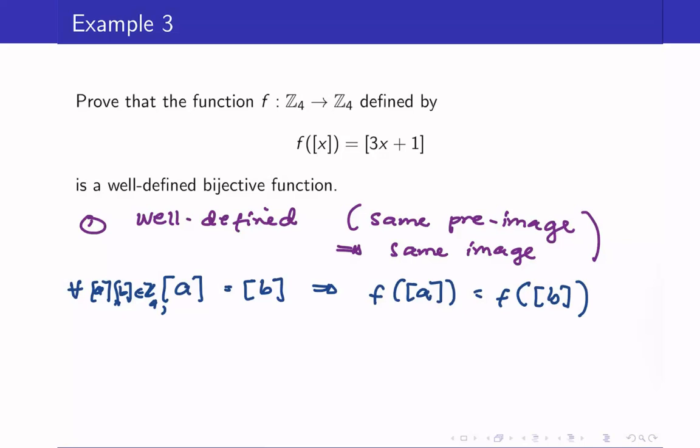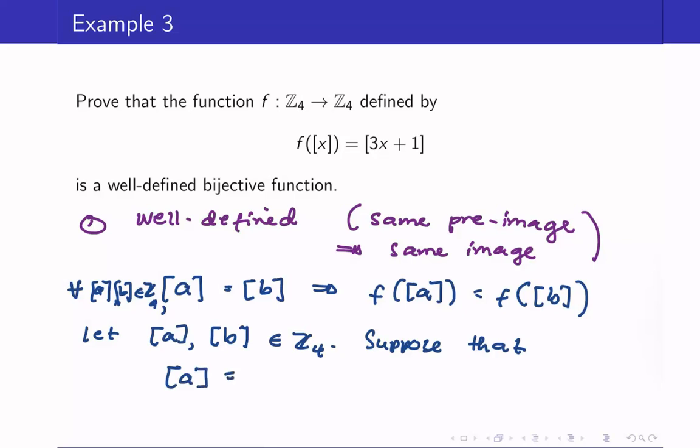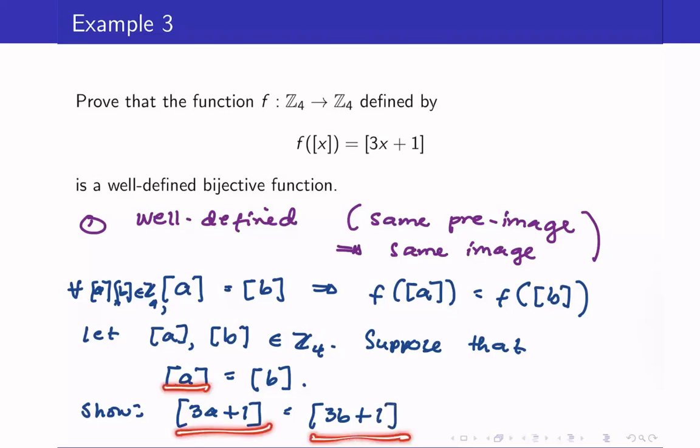All right then. We start with: let A and B be elements of Z4, because that takes care of the quantifier. Then suppose that A is equal to B. We want to show that their images are the same. So we will now compute our f of A and f of B. From the definition, f of A is 3A plus 1. So we want to show that 3A plus 1 is equal to 3B plus 1. This is the image of A under f, and this is the image of B under f.